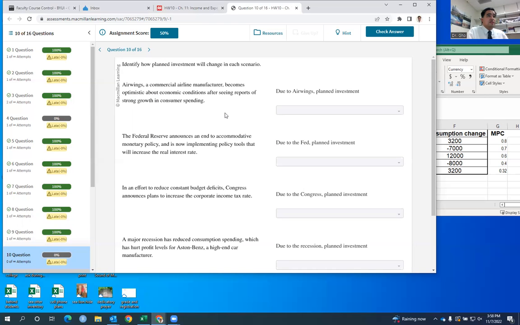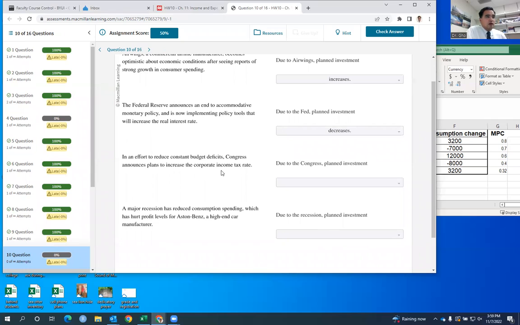Identify how planned investment will change in each scenario. Air Wings, a commercial airline manufacturer, becomes optimistic about economic conditions. If they're optimistic, they're probably going to buy more airplanes or update the lounge area, whatever it is. They'll increase their investment. Increases. The Federal Reserve announces an end to accommodative monetary policy, implementing policy tools that will increase the real interest rate. With a higher interest rate, fewer entrepreneurs will borrow money because it's more expensive. So investment is going to decrease.